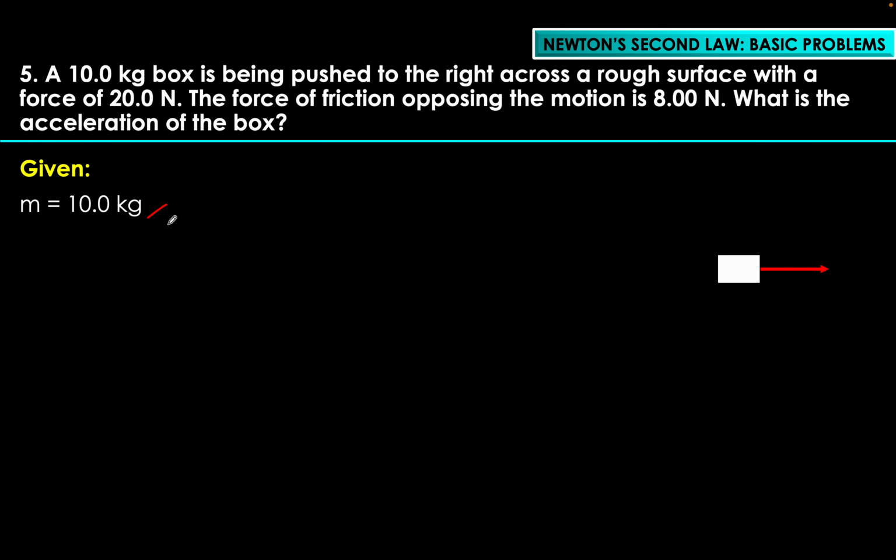So the mass here is 10.0 kilograms. And then there's an applied force. It's being pushed, right? So it's an applied force, F sub A, and that is 20.0 newtons. Let's list it down. As opposed to the previous problems where there's always just one force acting along our axis of concern, this one has friction acting on it. It's 8.00 newtons, a leftward force. So friction force, or F sub F, is equivalent to 8.00 newtons.